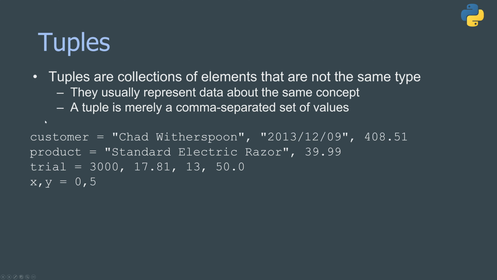So for example, instead of setting customer equal to this, I could do something like name, comma, date, comma, balance equals this. And then it'll put Chad Witherspoon into the name variable. It'll put 2013-1209 into the date variable, and it'll put 408-51 into the balance variable. So that's a really convenient thing that you can do in Python that doesn't really exist in other programming languages, unfortunately. So it makes your code a lot simpler to write.